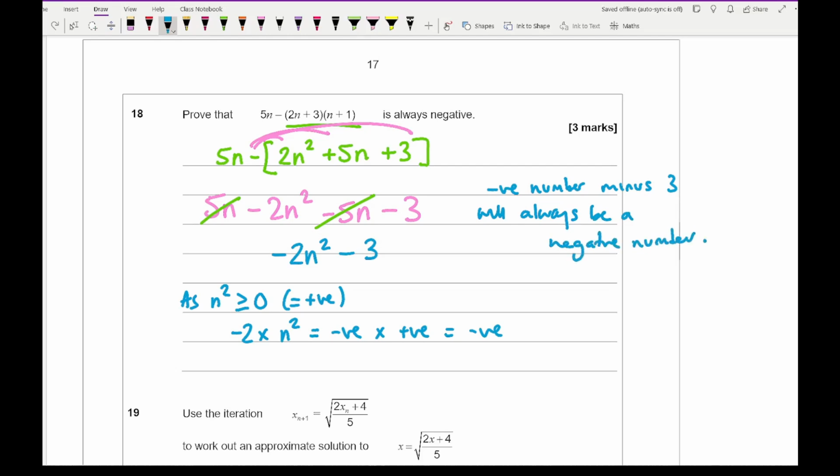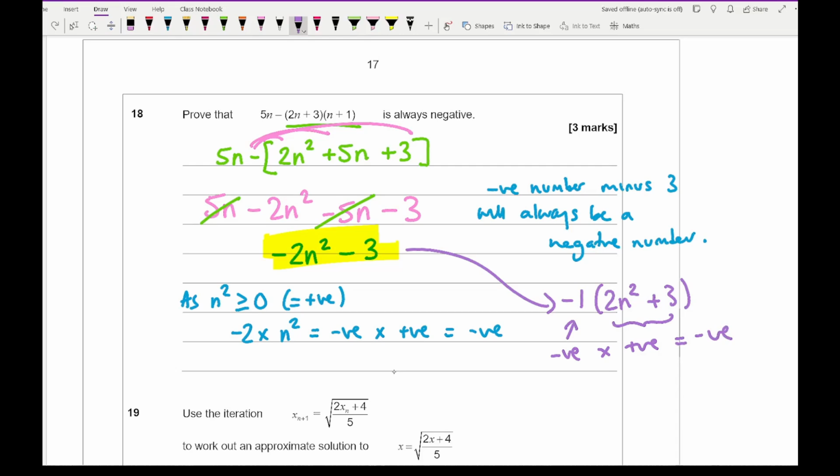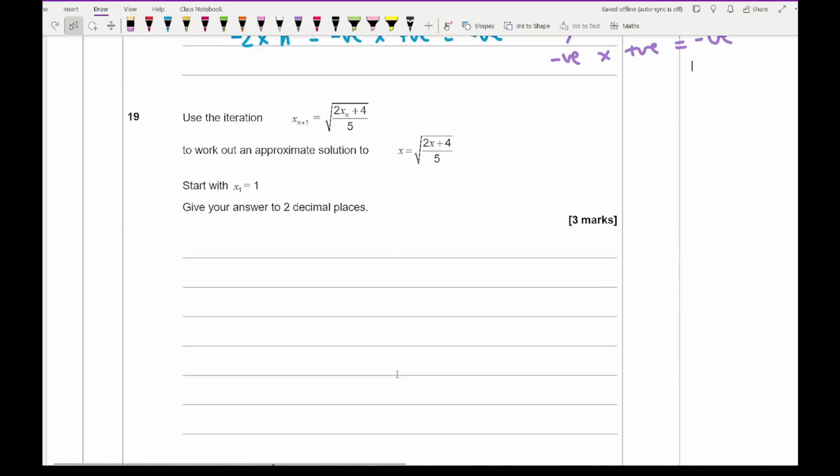Another alternative you could have done with this is take a common factor of minus 1, in which case I've got minus (2n squared plus 3). Well, this is always going to be negative, and that's always going to be positive, and a negative times a positive is always going to give a negative answer. So that would be another way of working with this question.